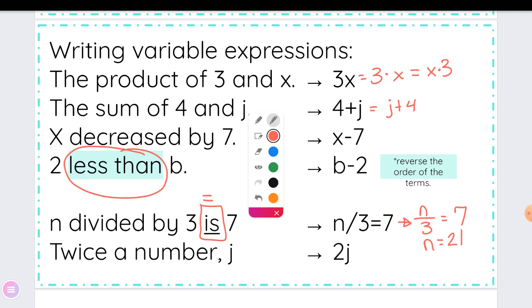Last one, twice a number. So 2j, 2 times a number we do not know. Yeah, twice a number, and it's saying the number is j. I doubt you'll see any like that. It's just giving you different wording.